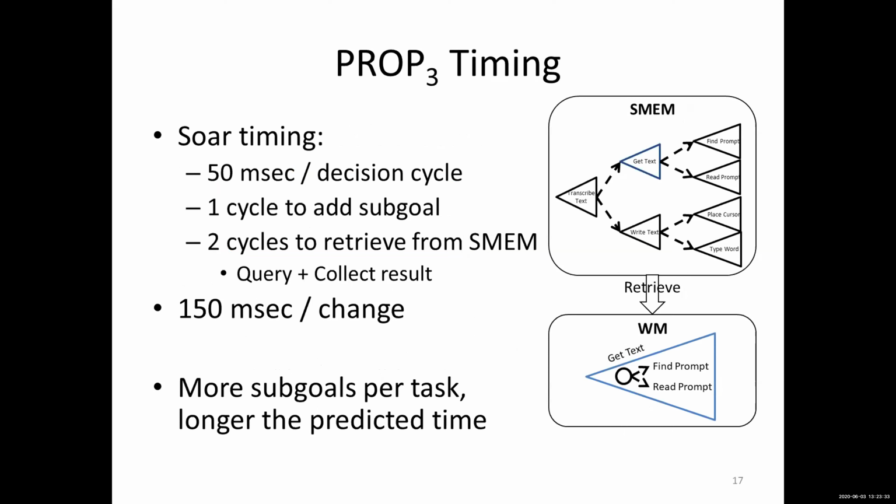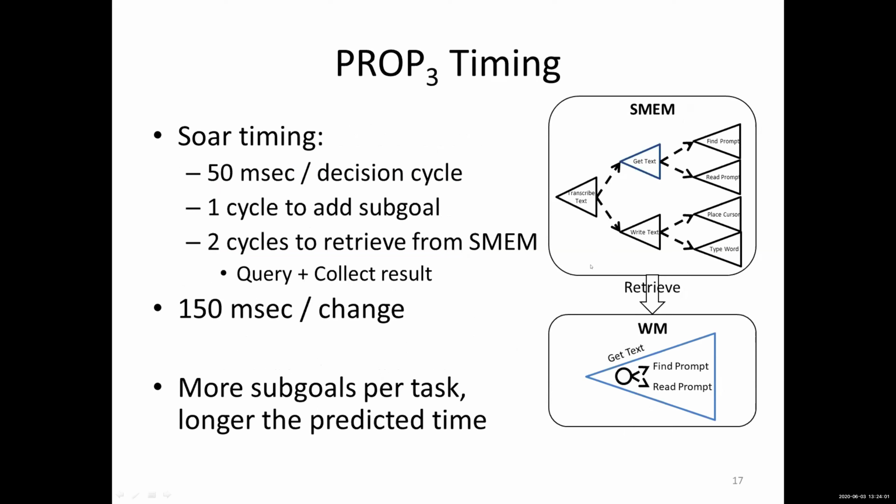And now, how does this affect timing? Soar timing, as has been mentioned in previous talks, we usually do 50 milliseconds per decision cycle. And I mentioned before, it takes 1 cycle to enter a sub-goal in Soar when you have an impasse. And it also takes 2 cycles to retrieve something from SMEM, a cycle to send a query to SMEM, and then another cycle to actually collect the result off of the SMEM link in working memory.